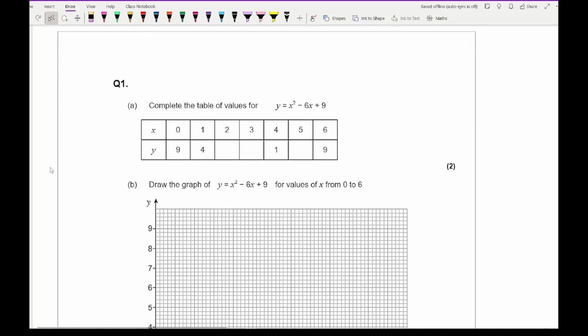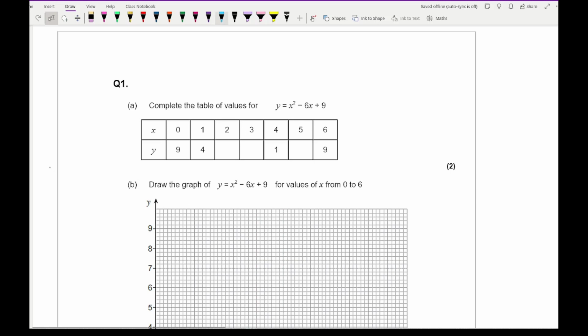So question 1 says complete the table of values for y equals x squared minus 6x plus 9. Now these questions can appear on both the calculator and the non-calculator paper. It all depends on how complicated the question is. If it's on a non-calculator paper, it'd be worth more marks. If it's on a calculator, it may be worth fewer marks. Well, let's have a look, and I'll try and show you the method that you use for both of those.